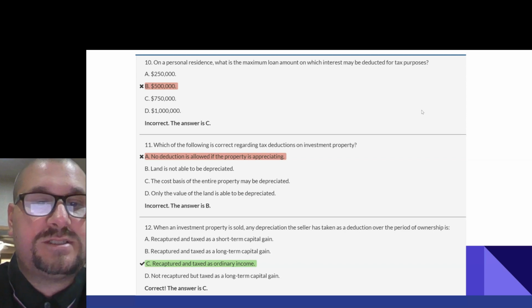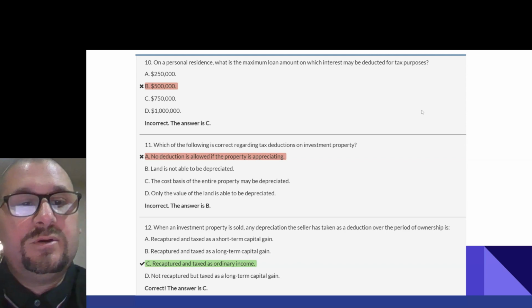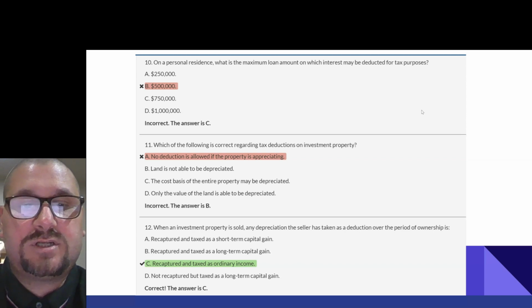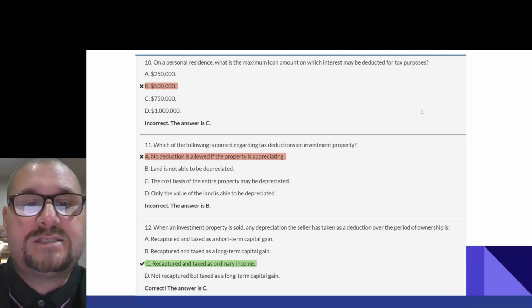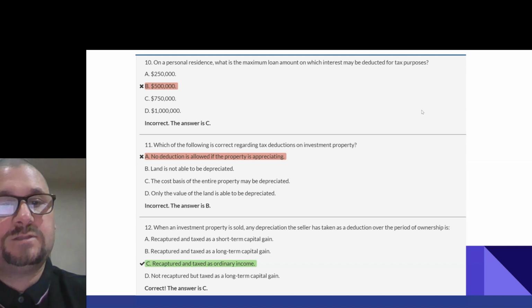A says recaptured and taxed as a short-term capital gain. No. Recaptured and taxed as a long-term capital gain. No. It's going to be recaptured and taxed as ordinary income.